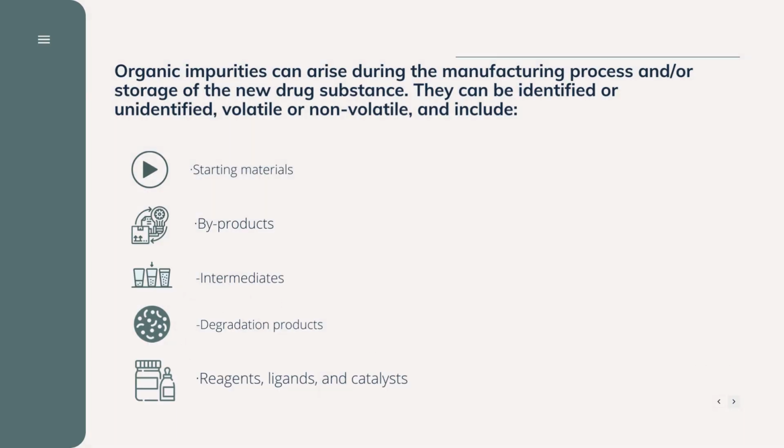Organic impurities arise during the manufacturing process and/or storage of the new drug substance. They can be identified or unidentified, volatile or non-volatile, and they include starting material, byproducts, intermediates, degradation products, reagents, ligands, and catalysts.